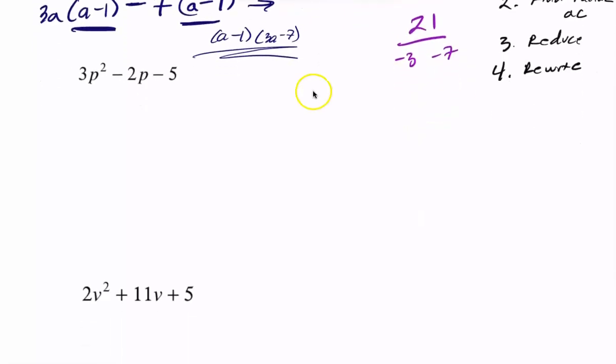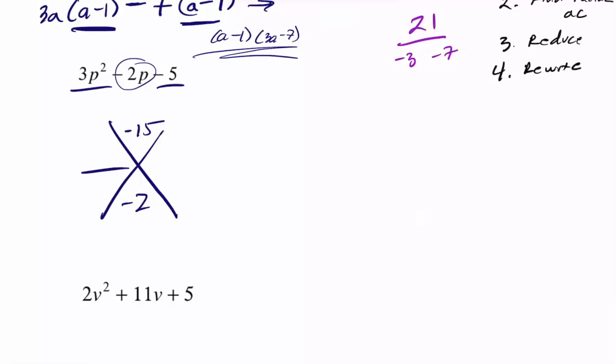Let's do it again. I'm going to do it a little fast. So I'm going to write my big X. I'm going to apply the first and last, and I get negative 15. The middle one goes down here. I'll put a line on the side. That should be 3p and 3p.